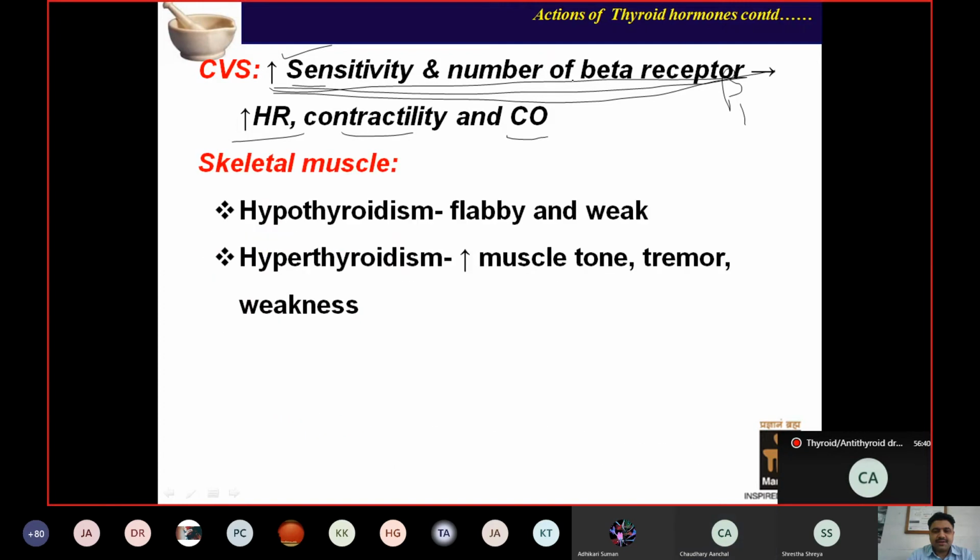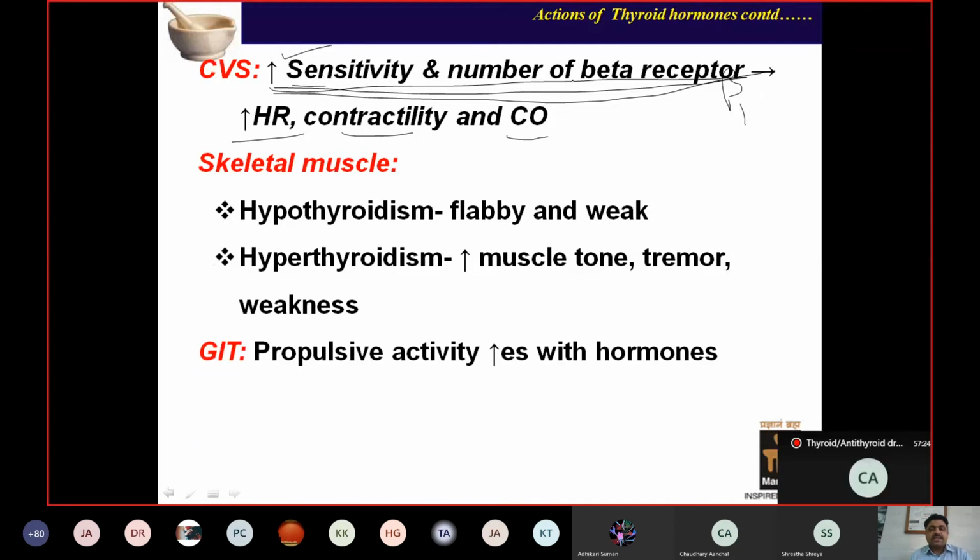Now, skeletal muscle: thyroid hormone is important to maintain tonicity. When there is hypothyroidism, the skeletal muscles become flabby and weak, while in hyperthyroidism the tone increases, so you can observe tremor. One of the symptoms of hyperthyroidism is tremor. Due to overactivity of the skeletal muscle, there will also be weakness. So in hypothyroidism there is muscle weakness, and also in hyperthyroidism. That is why the levels should be optimum.